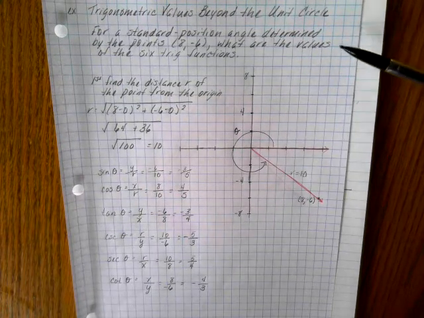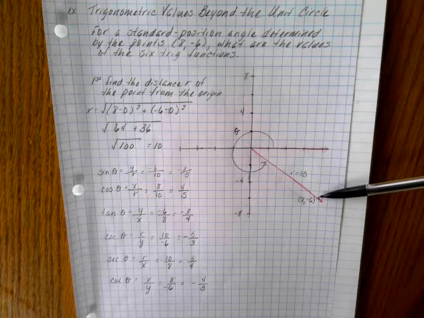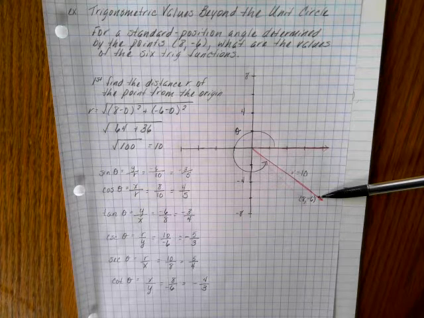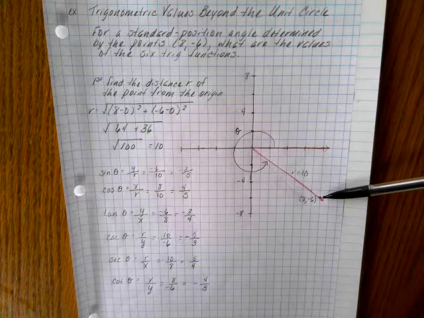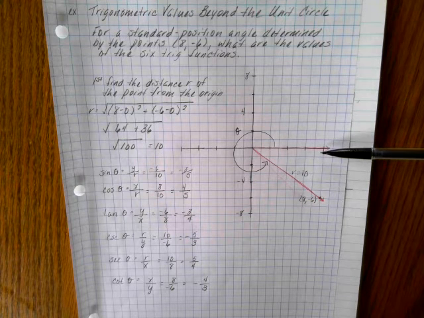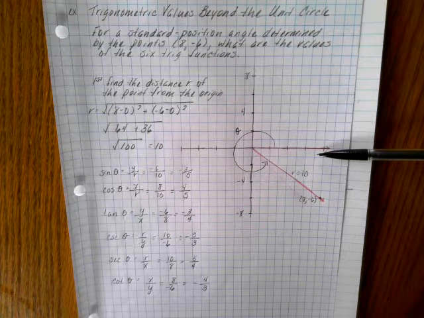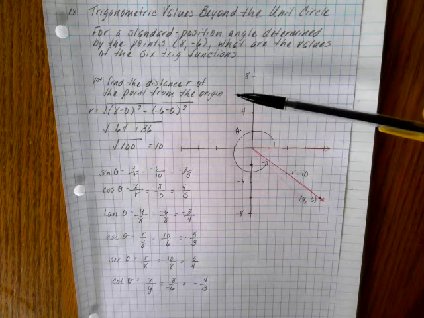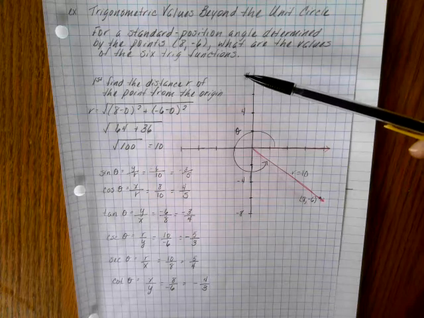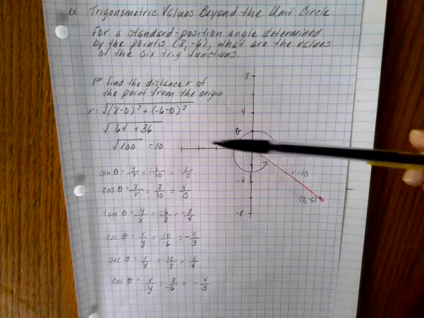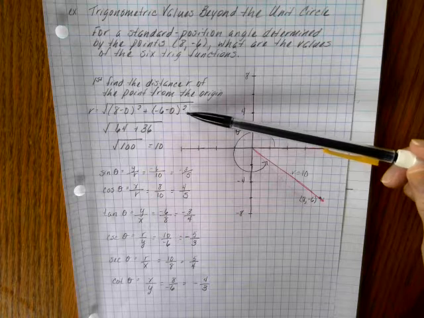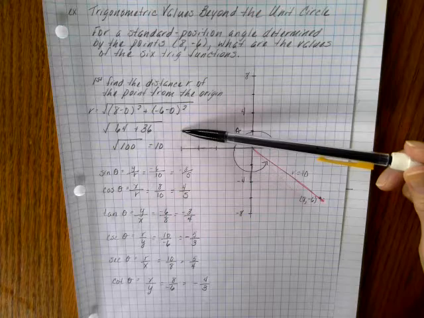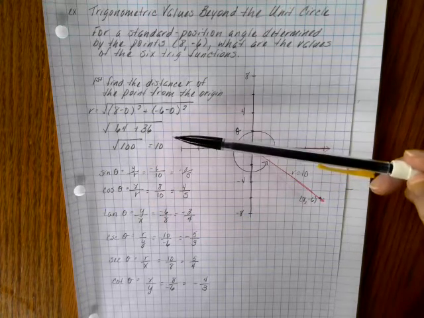So for a standard position angle determined by the point 8, negative 6, what are the values of the 6 trig functions? All right, so we know how far over we went on the x-axis, and we know how far over we went on the y-axis, but what we really need to do is figure out what the radius is. So to find the distance, knowing 2 points, what do we use? The distance formula. So r is going to be the square root of 8 minus 0 squared plus negative 6 minus 0 squared, which is 64 plus 36, which is the square root of 100, which is 10.